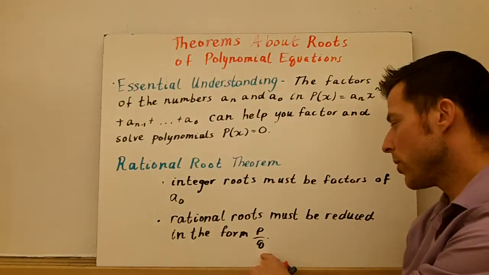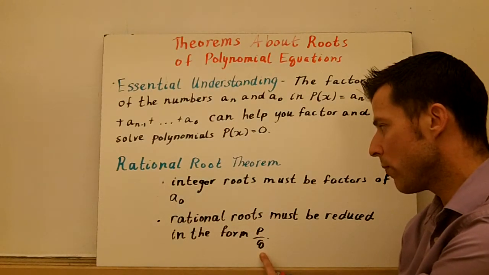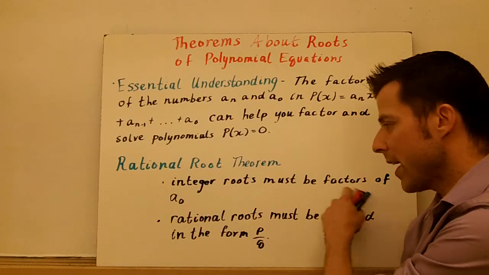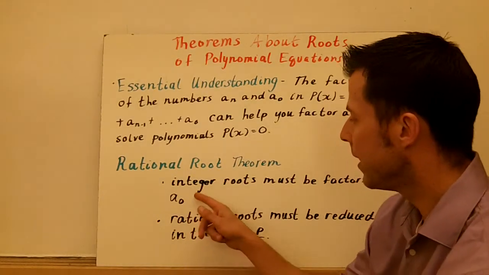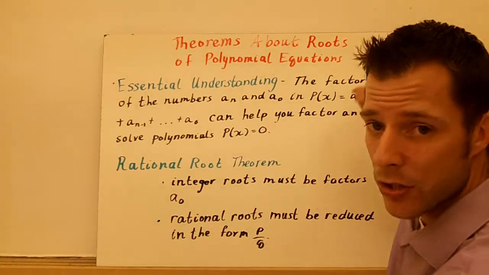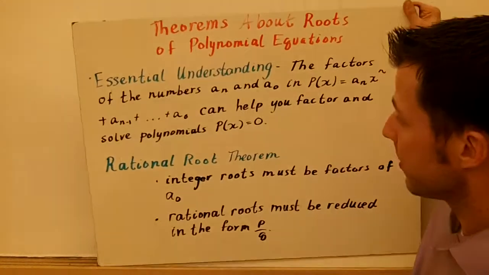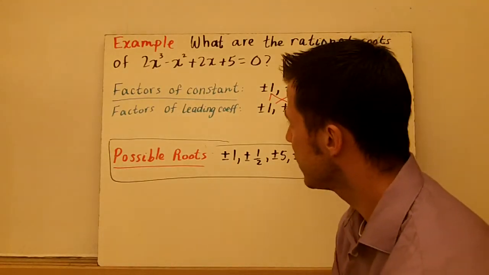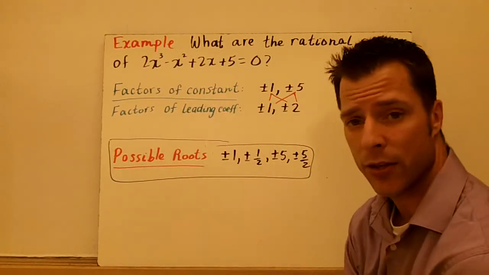Be sure to reduce everything in the form p over q to the simplest form. And integer roots must be factors of a sub 0, so the integer roots must be factors of your constant term. So let's look at an example and see what this means. We're going to use the rational root theorem to list the possible roots of this polynomial.